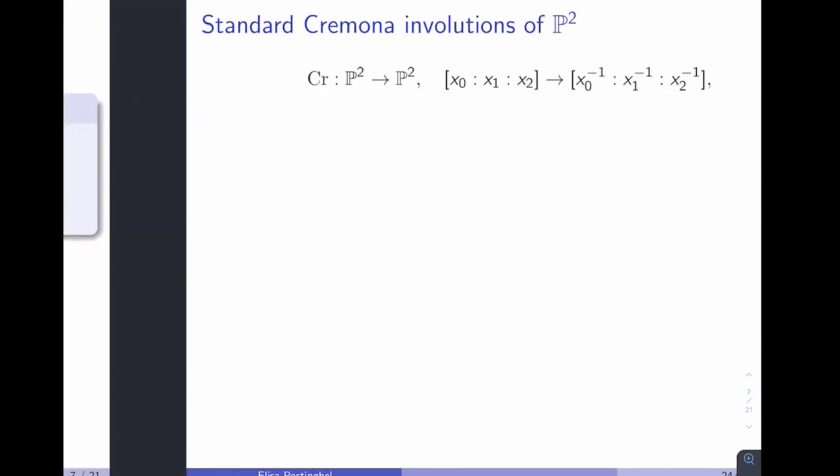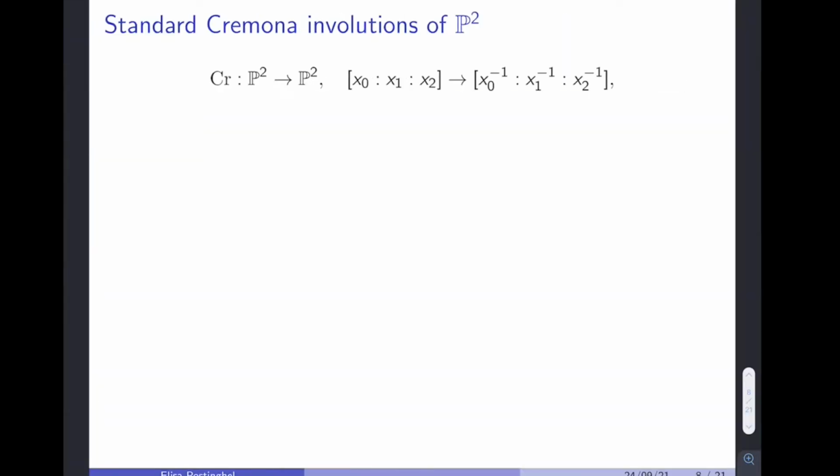So let me remind you what a Cremona transformation is, the standard Cremona involution of P2. This is simply a birational map from P2 to itself, defined by sending the point with coordinates x0, x1, x2 to the point with the inverse coordinates, 1/x0, 1/x1, 1/x2. So how does that work? We want to see how this transformation acts on -1 curves. So what does it do?